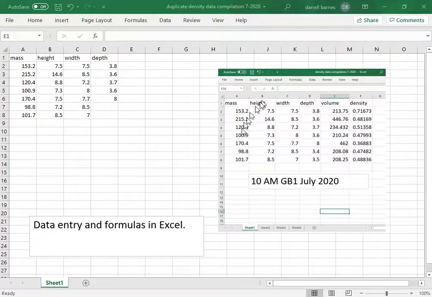Notice that I have some data from density measurements of pine and oak blocks. Notice that I have mass, height, width, depth. I have these columns intact, and I'm almost finished with the depth column, so I still need 3.4 and I still need 3.5 here. So let's scan these and make sure these look correct.